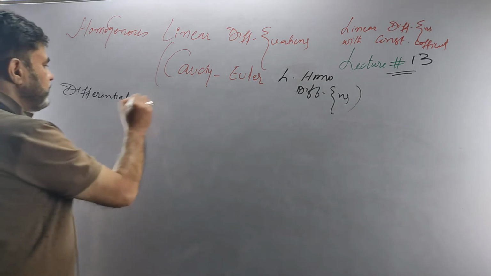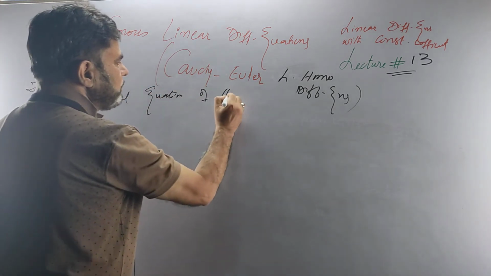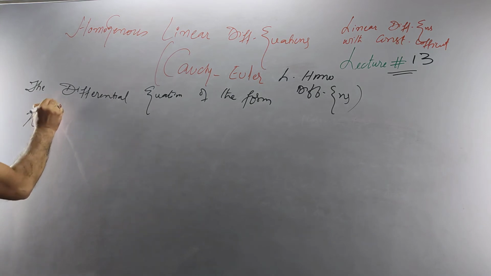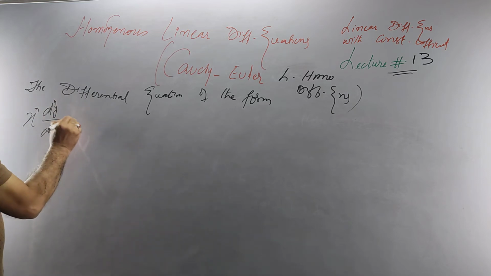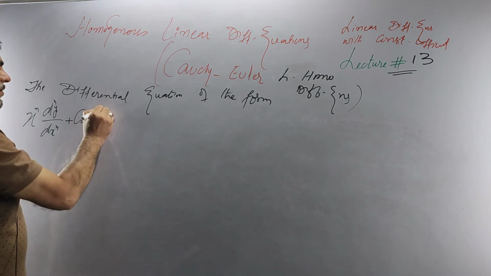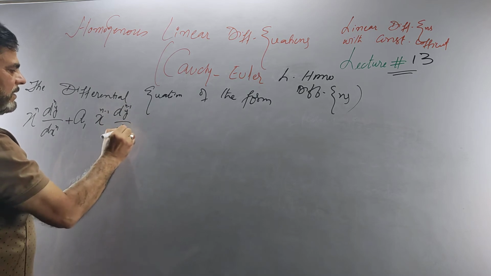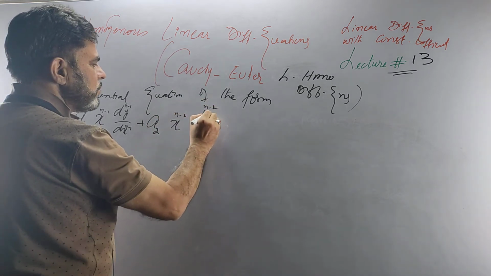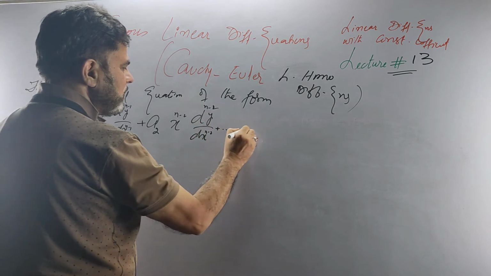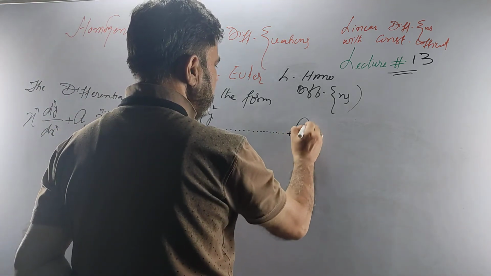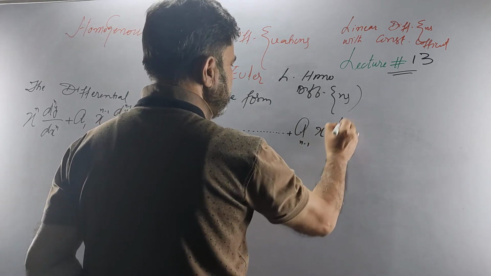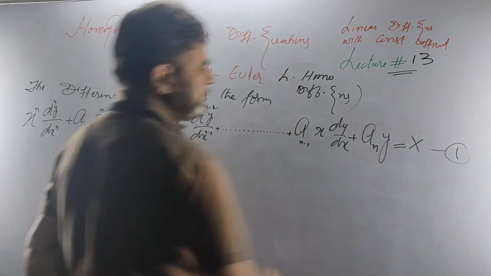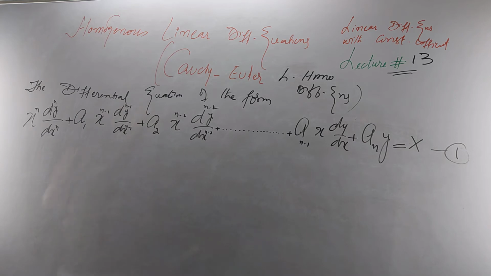We have the differential equation of the form x^n d^n y/dx^n plus a1 x^(n-1) d^(n-1)y/dx^(n-1) plus a2 x^(n-2) d^(n-2)y/dx^(n-2) plus so on to plus a_(n-1) x dy/dx plus a_n y is equal to X. This is called the Cauchy-Euler homogeneous linear differential equation.